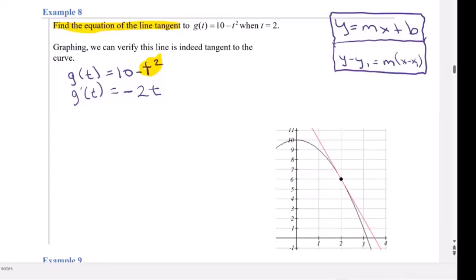Okay, now we're given some additional information. We want to know what the equation of the line tangent to this curve is right at this point. So we plug in t equals 2. So g prime of 2 is equal to negative 2.